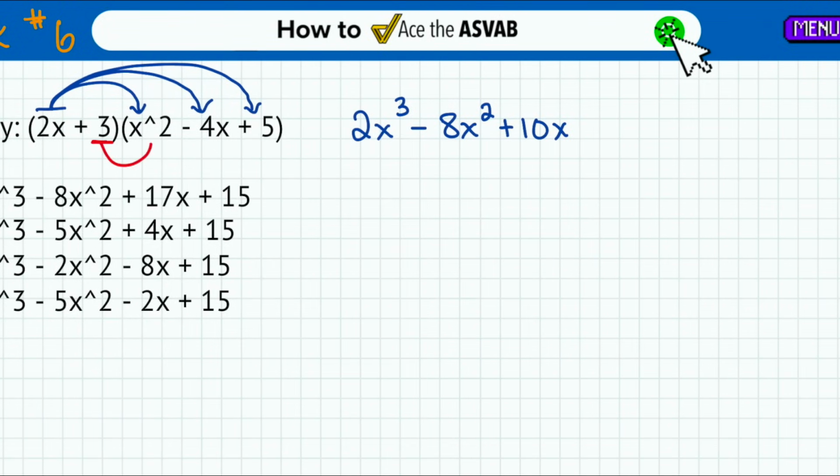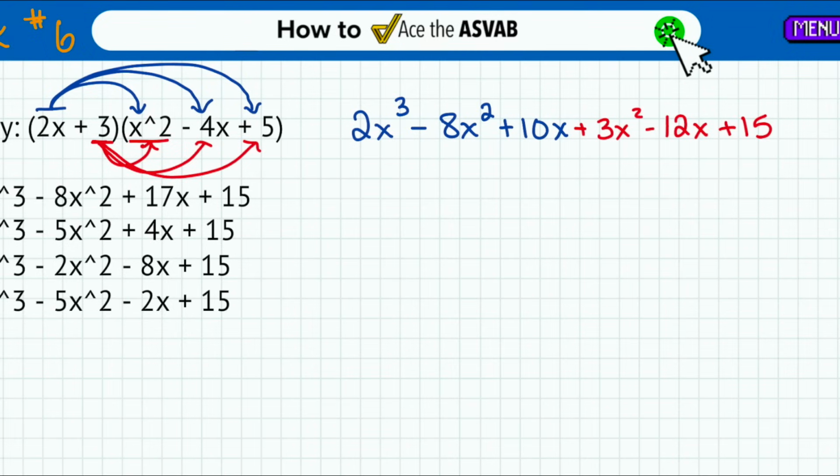The 3 needs to go to the x squared, the negative 4x, and the 5. Again, it's a simple rule. For distribution, make sure that everything from one parentheses multiplies with everything from the other, and you're good. You're super fine from there moving forward. So here, we'll take care of it. 3 times x squared will be 3x squared. Then we have 3 times negative 4x, which will be negative 12x. And then we have 3 times 5, which is going to be 15.